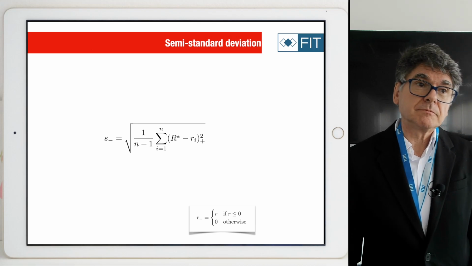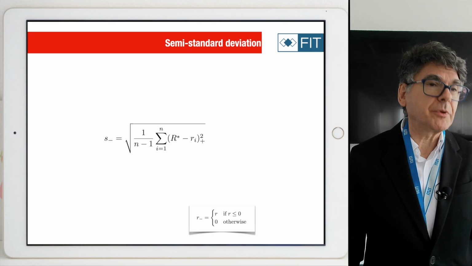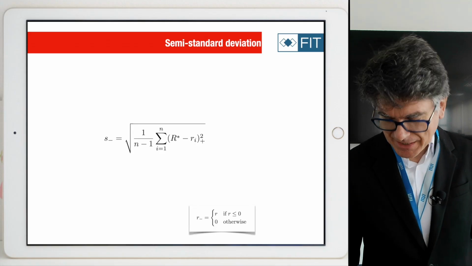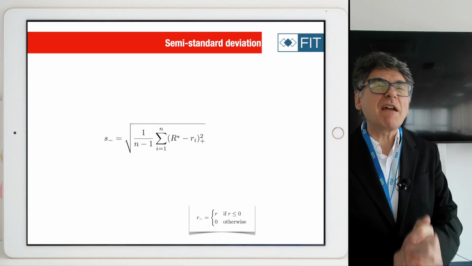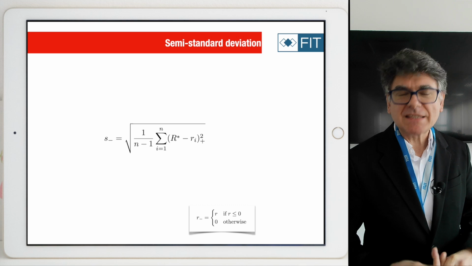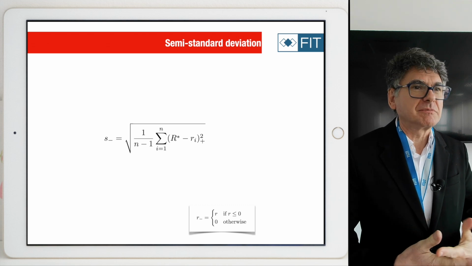Copulas are good, but not for what people think. They're good for other things. This is my favorite. This is my favorite voodoo. This is the semi-standard deviation. Maybe you use it too.